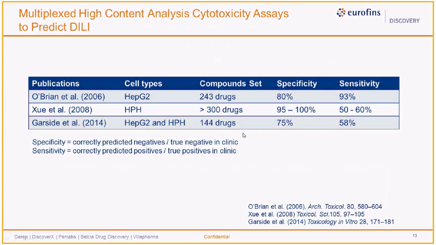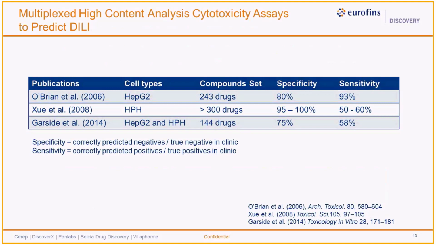The utilization of high-content analysis imaging assays to predict DILI in humans has been extensively validated, and there are a few publications of those validation studies. For example, in a study in 2006, O'Brien tested 243 compounds in HepG2 cells by high-content analysis imaging cytotoxicity assay. The results show 80% specificity and 93% sensitivity.